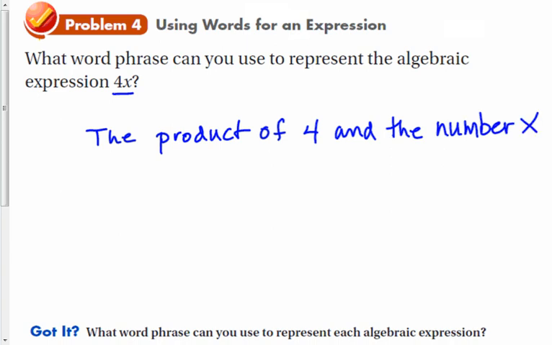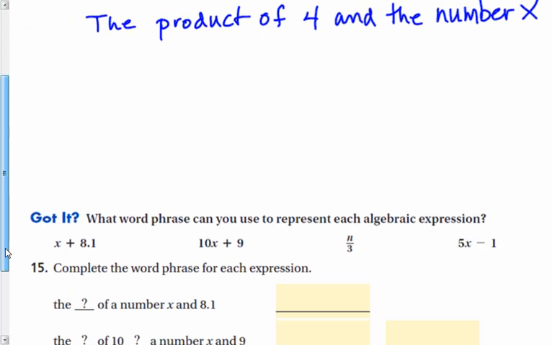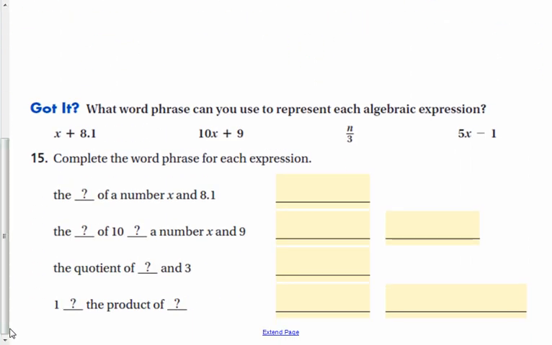All right. You could also just say 4 times x, but I'm going to be specifically looking for your use of the appropriate words here. So go ahead, you try that. I'm going to pause now.